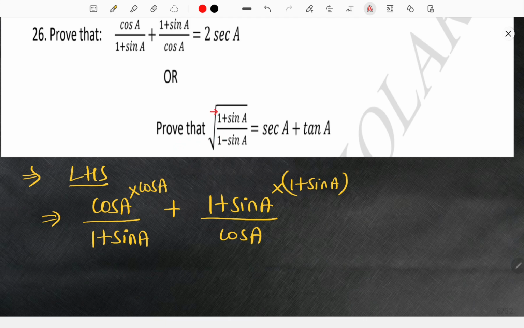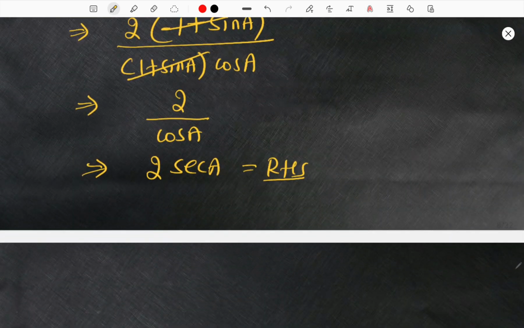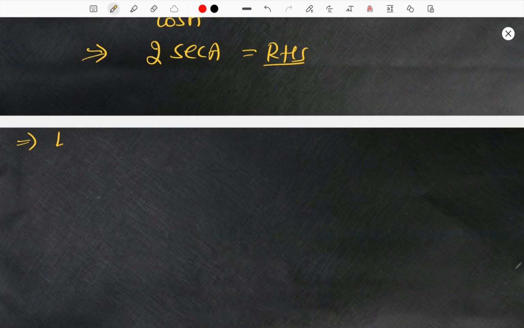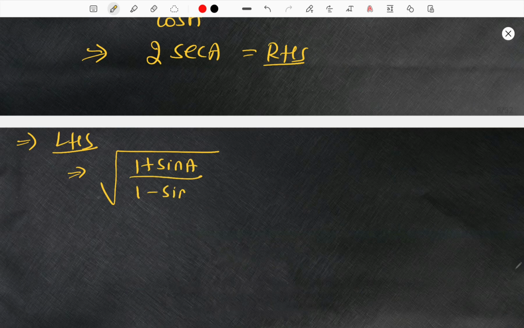Prove that under root (1 plus sine A) divided by (1 minus sine A) is equal to secant A plus tan A. Okay, so let us look at this question one more time. Under root (1 plus sine A) by (1 minus sine A). Then we should get secant A plus tan A. Alright, so let me write the question here. Let us start from LHS. What is that? Under root (1 plus sine A) divided by (1 minus sine A).